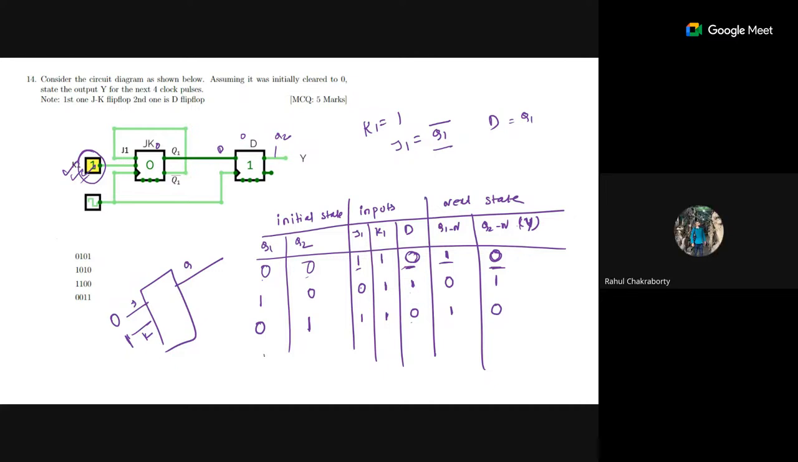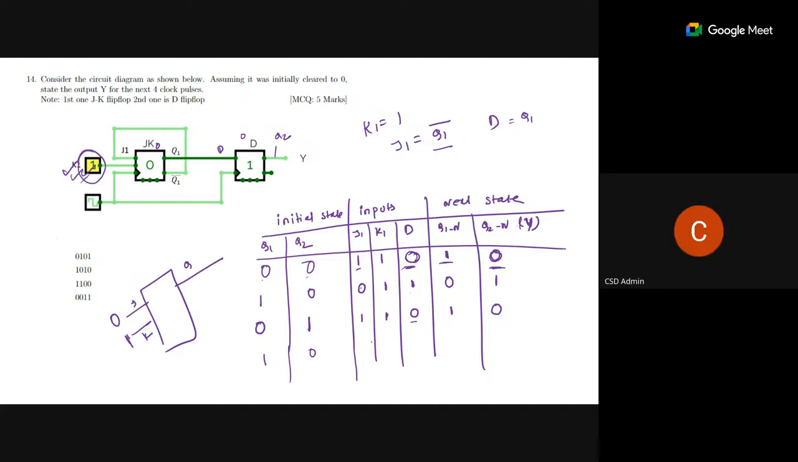Now then it is 1 0. Wait, one confusion. JK, we are getting 1, 1, from the given. How did D become 0? D is Q1, so it is 0. Q1 is getting fed into D and it is a D flip-flop, so copy paste. Okay, so 0 is coming. Now Q1 next is 1. Why? Because JK is at 1, 1, so the input will be flipped. Answer is A only.